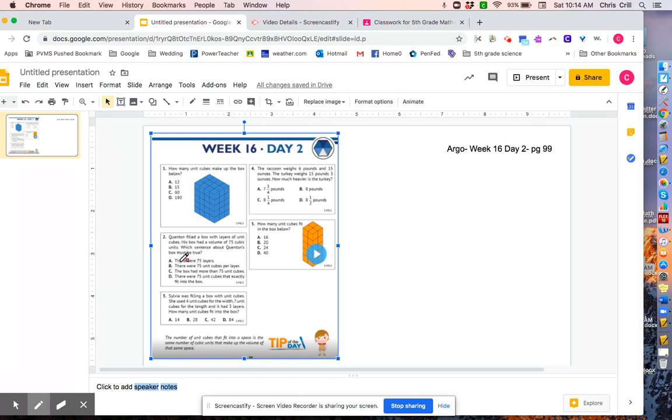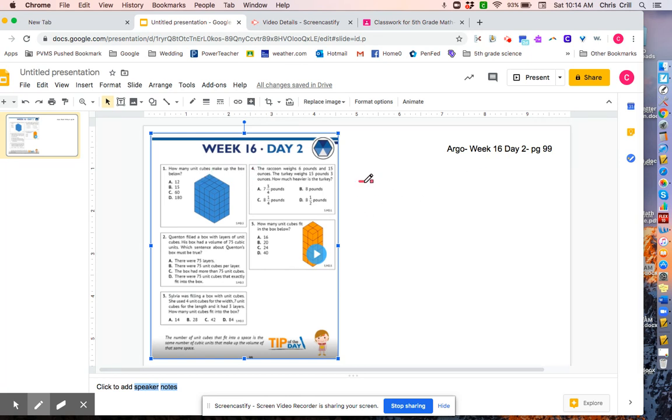Okay, read each one carefully, deciding which one makes best sense. Number 5. Number 5 says Sylvia was filling a box with unit cubes. She used 4 cubes for the width, 7 cubes. I said number 5, I'm sorry, that's number 3. She used 4 unit cubes for the width, 7 unit cubes for the length, and it had 3 layers. So if we know the width and the length, that's like telling us the base of a box.